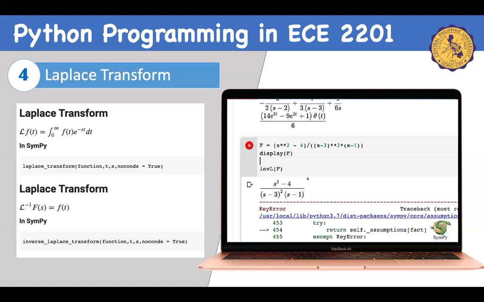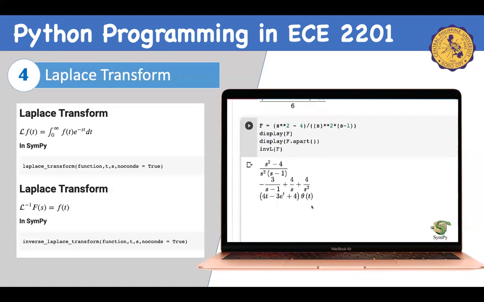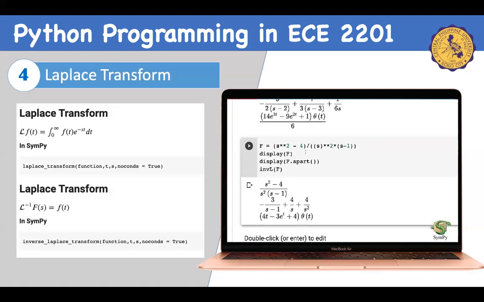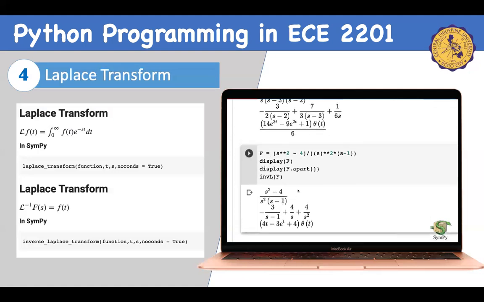So instead of using s minus 3, I will just use s squared. Okay, s squared. So let's try. There you go. Okay, so it depends on the terms in your denominator. So this one is easier. Okay, that's it for the partial fraction.